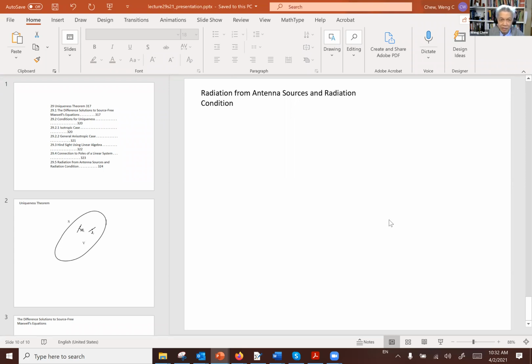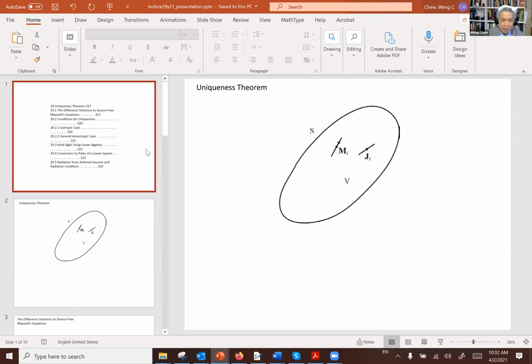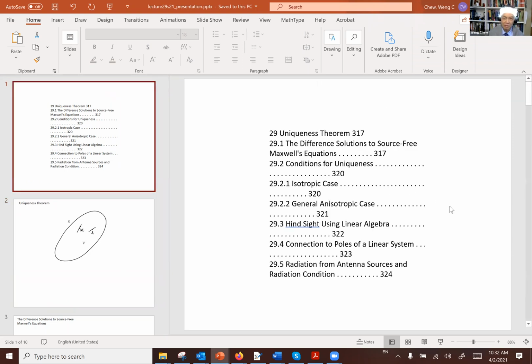So today I'd like to talk about the uniqueness theorem. These are some of the topics. It will be on lecture 29 of the old lecture notes. I will continuously improve the lecture notes as I go along with this course. So I will update the lecture notes after the lecture, and hopefully they will become better. So these are the topics that I'd like to cover.